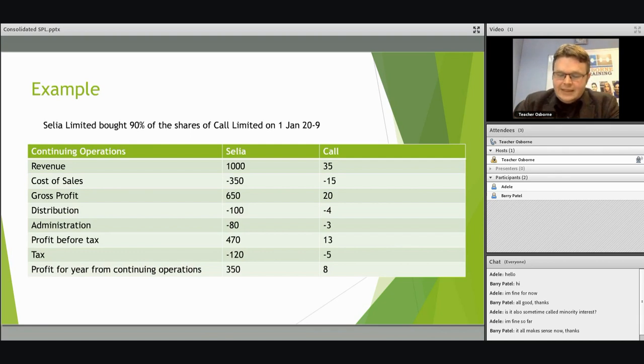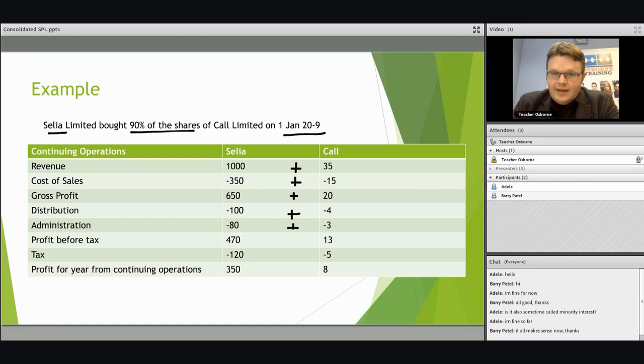So let's take a look at an example. So I've created this short little example. We've got a company called Celia Limited, and they bought 90% of the shares in Call Limited on the 1st of January 29. So here you can see we have the revenue, we have the cost of sales, we have gross profit, distribution, admin, profit before tax, profit per year from continuing operations. So let's go back and look at how we do this. If you remember how we do this, we simply cross-cast. Now there's no adjustments in this one because it's introductory. So all we basically do is we can just add these amounts together. Simple, right?